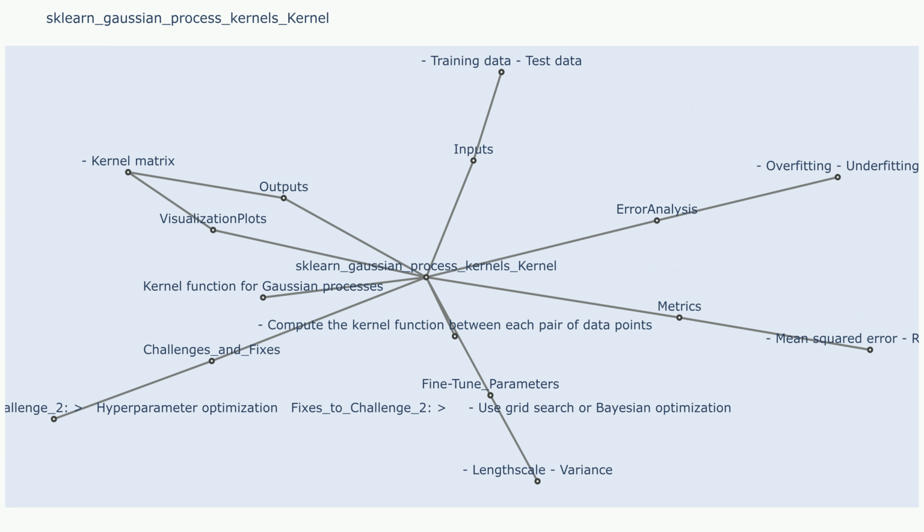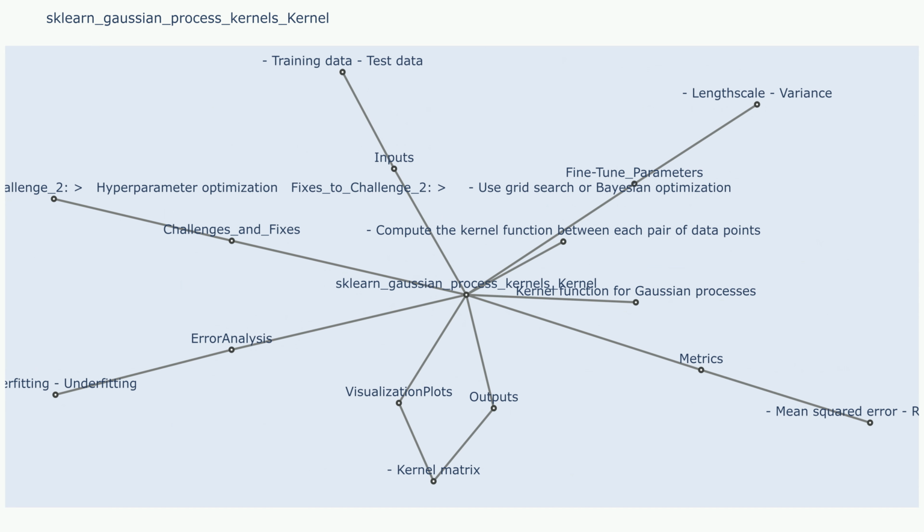Fixes to challenge 1. Regularization. Introduce regularization techniques, e.g., L2 regularization, to penalize overly complex kernels, preventing overfitting. Cross-validation. Use cross-validation techniques to evaluate the model's performance on unseen data and choose the appropriate kernel complexity.